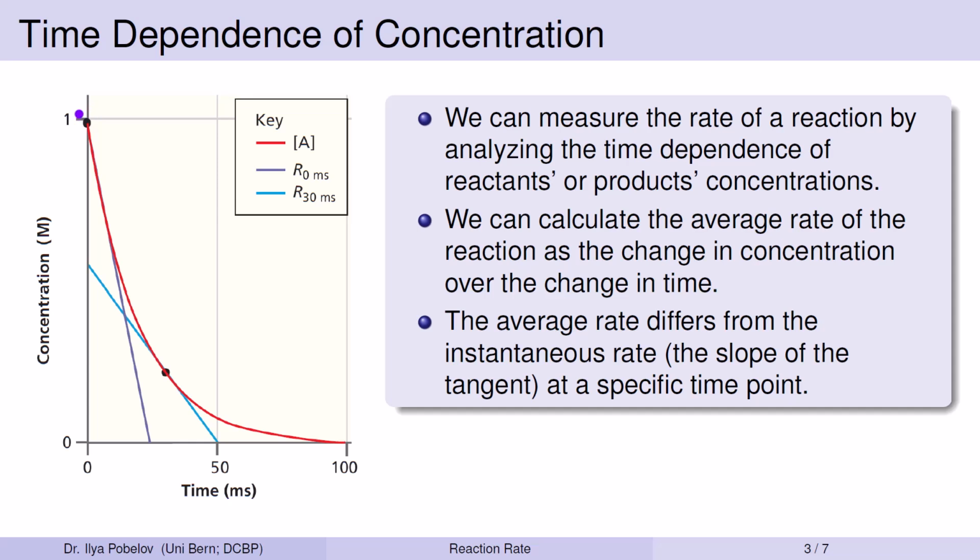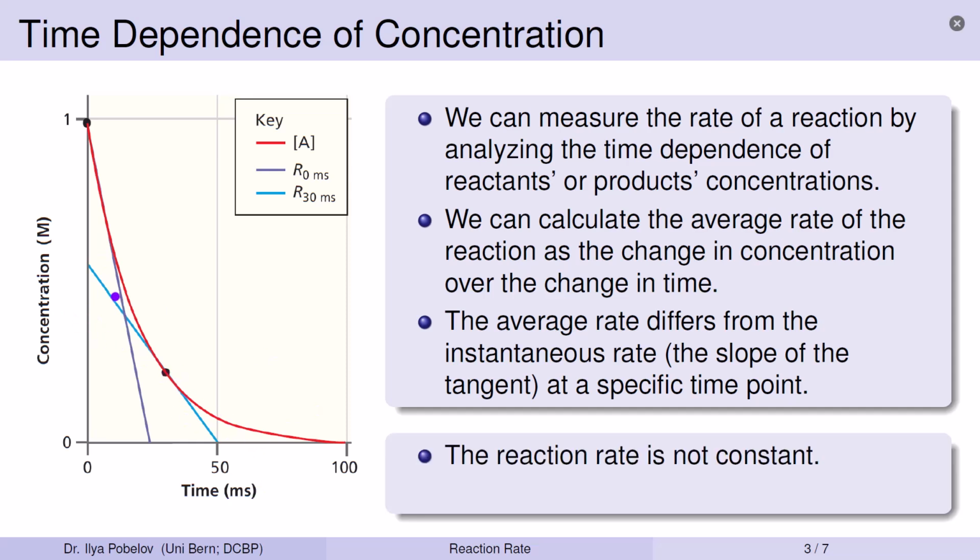In this figure, the initial rate at t equal to 0 is represented by the purple tangent, while the rate at 30 milliseconds is shown by the blue tangent. As you can observe, the reaction rate is not constant. For most reactions, it decreases over time.